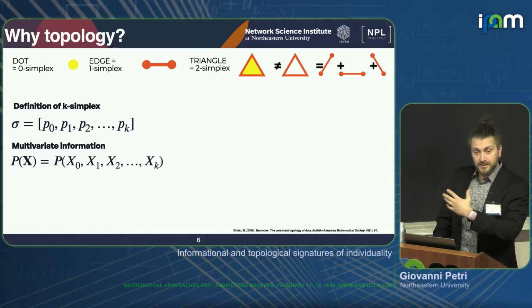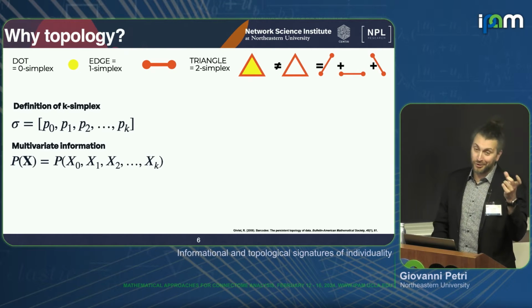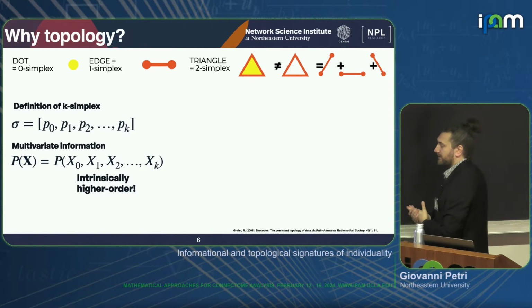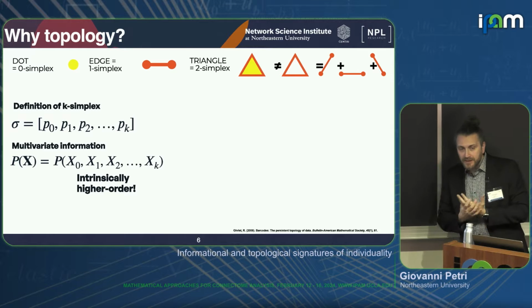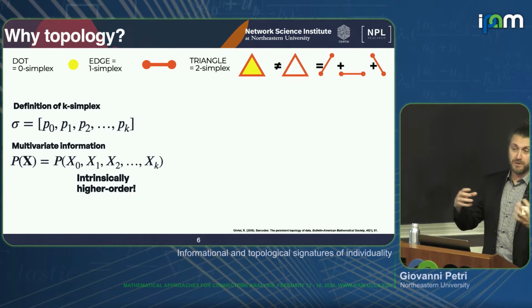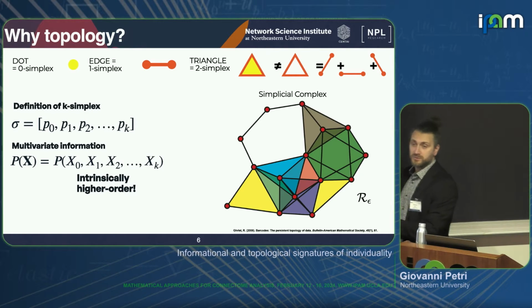Now, all of these things, because of this group interaction, are higher order, in the sense that it's more than pairwise. That's what we call higher order, okay? Intrinsically higher order structure. There is something else, though, that you get when you have a simplicial description, so when you put together a bunch of simplices, which is that guy there. So this is called a simplicial complex.